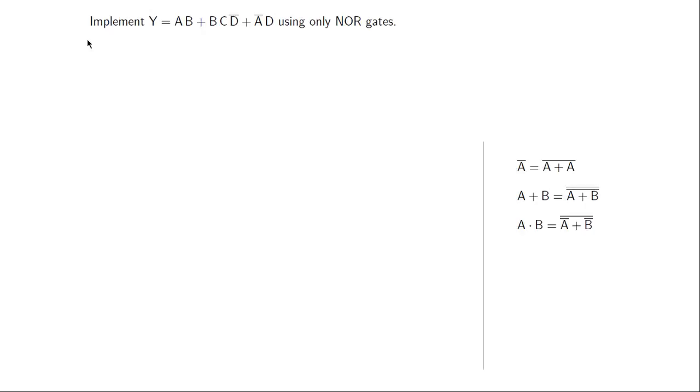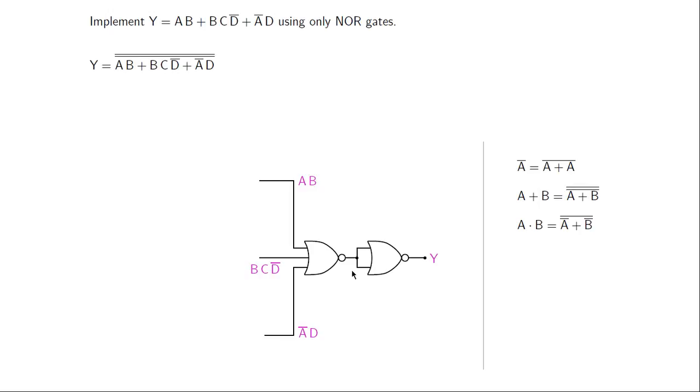Let us implement this function y equal to ab plus bc d bar plus a bar d using only NOR gates. And these are the equations we have looked at for implementation of NOT, OR, AND operations with only NOR gates. So what is our first step? We have the OR operation here, and here is how we can implement the OR operation. We have to do a plus b bar and then NOT of that, like that, and that can be implemented like this here.